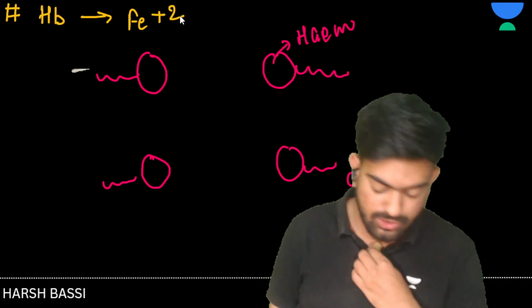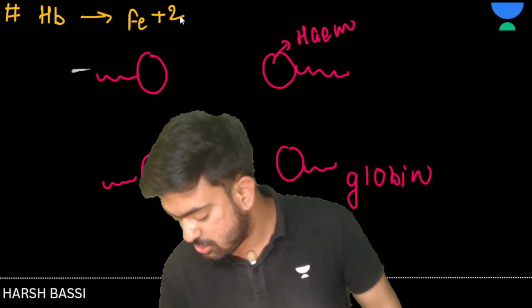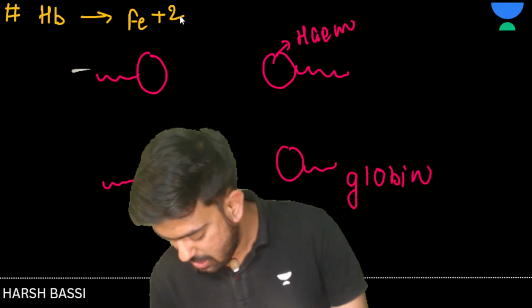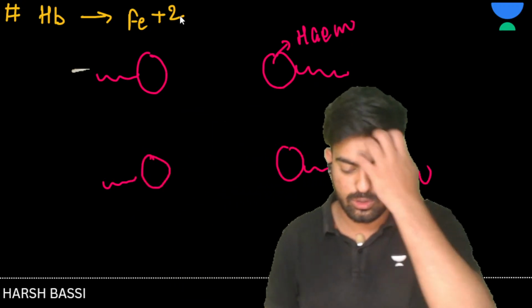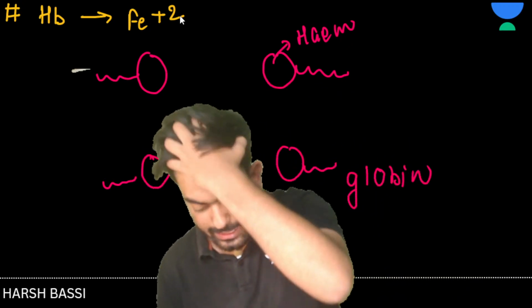This is the basic structure of RBC. Hemoglobin. This is the basic structure of hemoglobin. Clear to everyone?